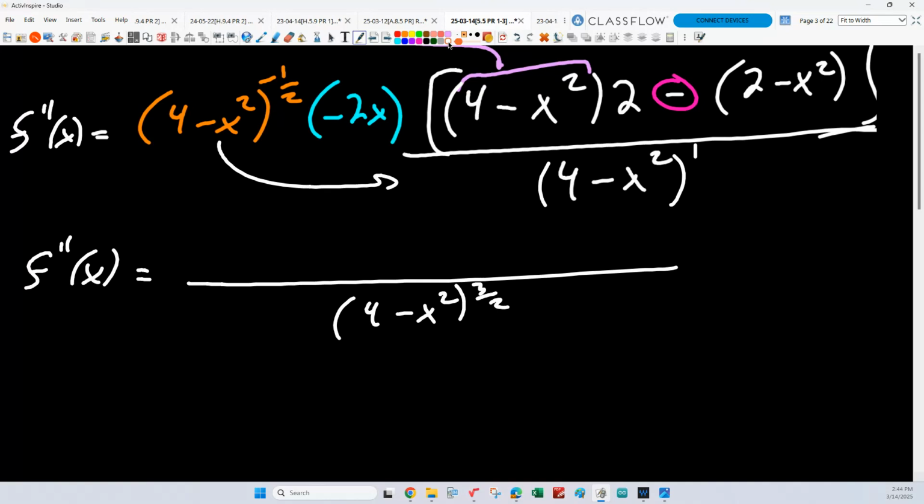And then we've got our minus 2x out front. And then we just have to simplify all that, right? So we're just going to distribute the 2, distribute the negative, and we're going to get 8 minus 2x squared minus 2 plus x squared. So 6 minus x squared.